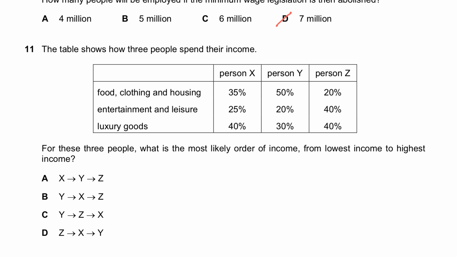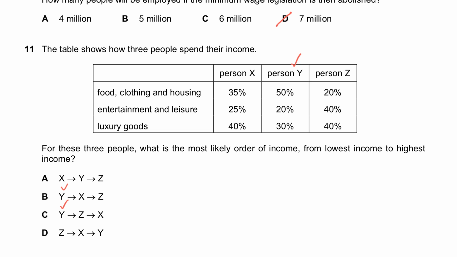So clearly, if I want to choose the person with the lowest income, I may want to go for person Y for two reasons. Number one, he's spending a large proportion of his money on food and clothing, and number two, his expenditure on luxury goods is the lowest. So clearly, person Y must be the one with the lowest income.